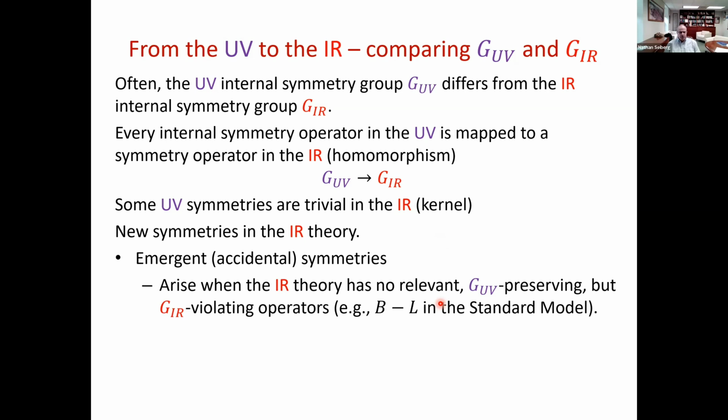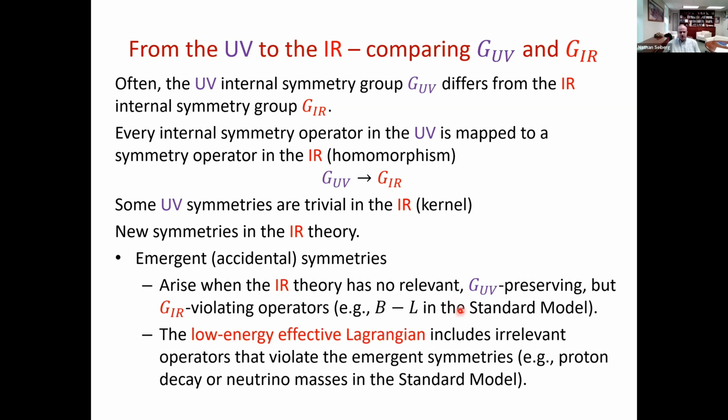They arise when we go to the IR and try to write a Lagrangian or an action or a Hamiltonian, and we impose only the symmetries that we know for sure are there, namely G UV. But then we realize that we cannot find any relevant operators that violate a larger symmetry. So imposing the condition of writing only relevant operators or marginally irrelevant operators, we find a larger symmetry than what we originally postulated. A typical example is B minus L in the standard model of particle physics.